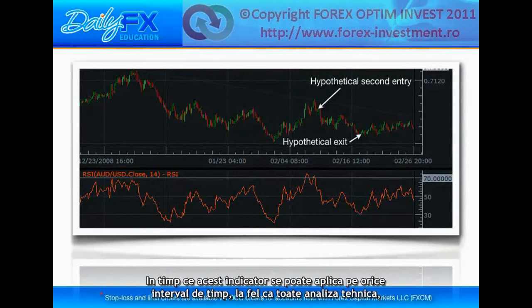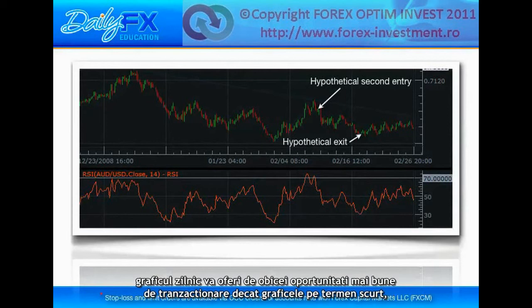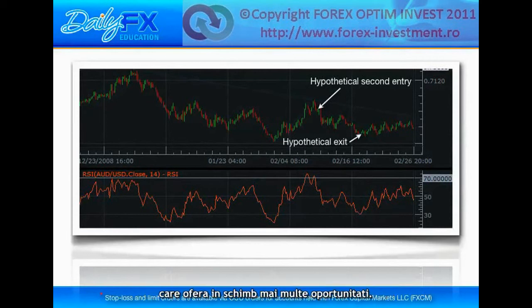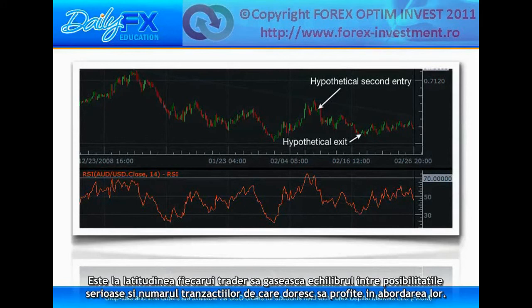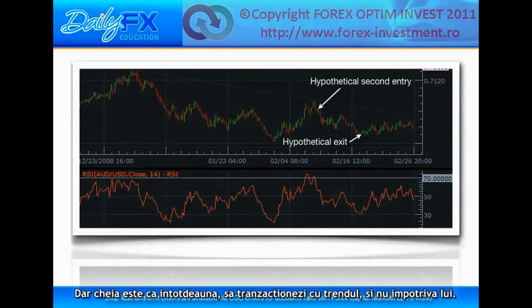While this indicator can work on any time frame, like all technical analysis, the daily chart will typically offer the better trading opportunities, with the shorter term charts offering more opportunities. So it's up to each trader to find the balance between solid opportunities and the number of trades they wish to take advantage of in their approach. But the key is, as always, to trade with the trend and not against it.